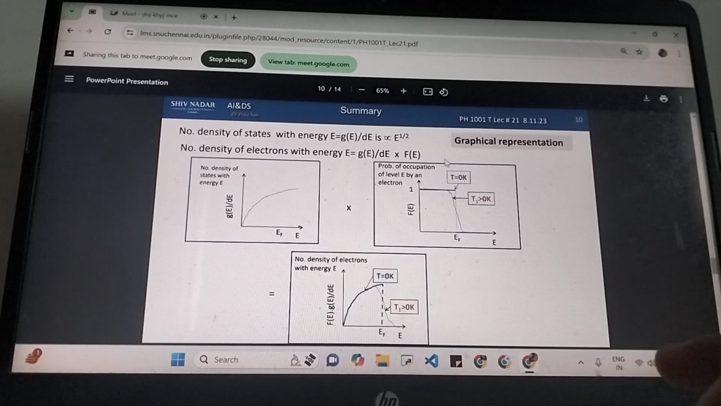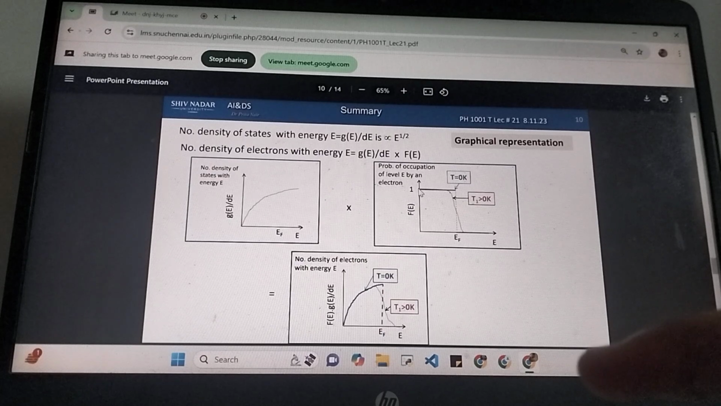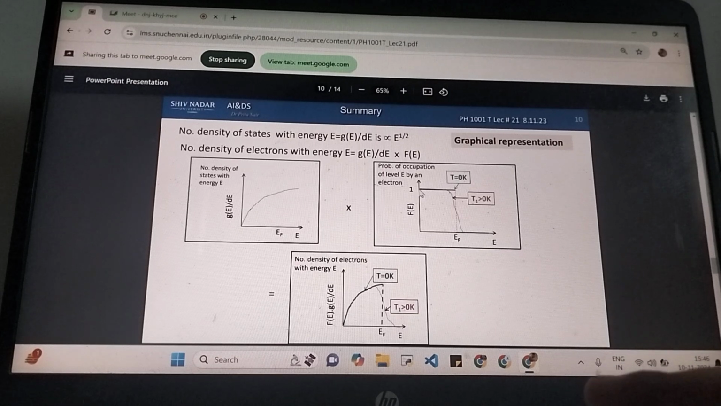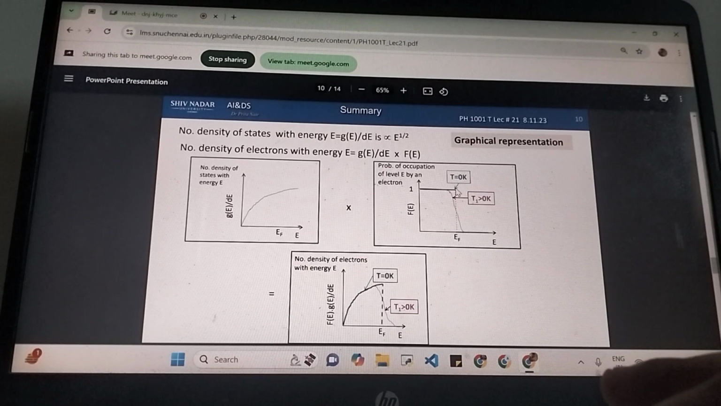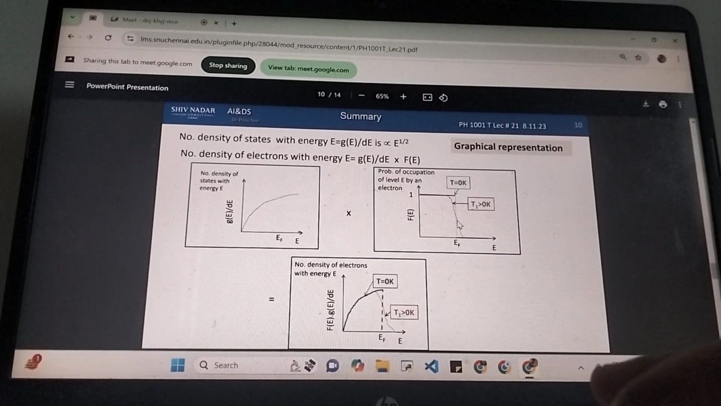And the last thing we're going to see is a graphical representation of that. So we'll look at f of E first. F of E at 0 Kelvin, what was the definition we studied? Fermi level is the highest occupied level. Any level below Fermi is occupied with probability 1. Any level above Fermi is not occupied, probability of occupation 0. So at 0 Kelvin, up to the Fermi level, probability of occupation is 1. After the Fermi level, probability of occupation is 0. And at the Fermi level itself, it's a dotted line, meaning the probability of occupation is not defined. This is what we had studied.